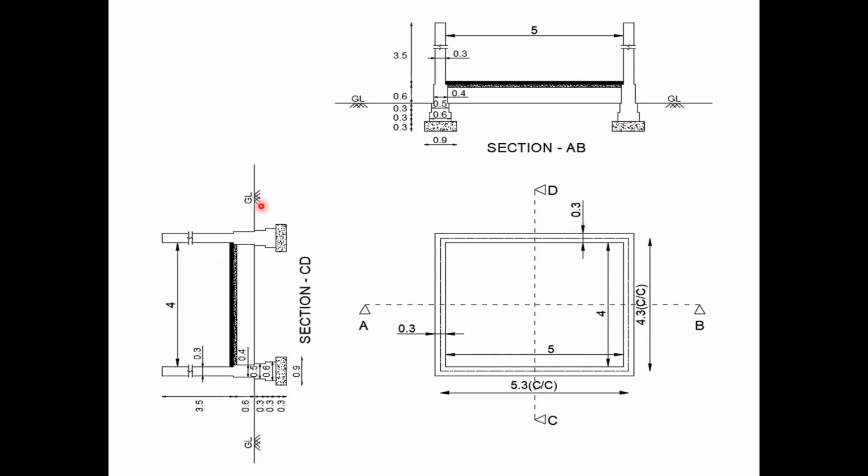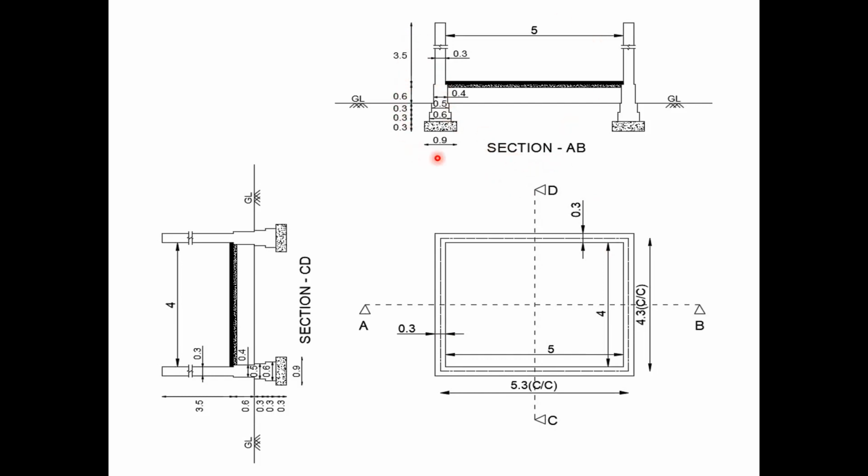Let us see how to do the calculation for the overall quantity of the building, that is the hall of size 5 meter by 4 meter, for the given details. As we can see here, there are two sections considered. One is section AB and the other section is CD, along the length and along the width. Section AB is along the length.